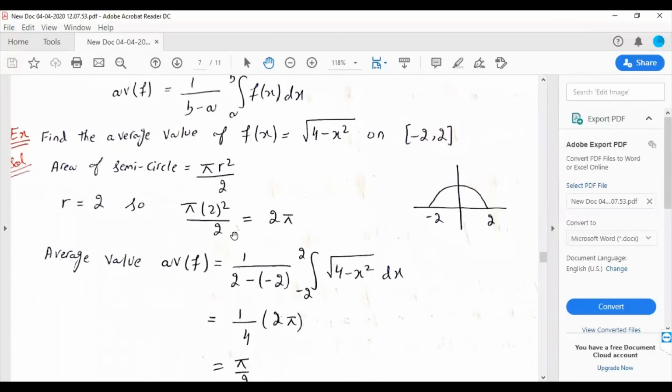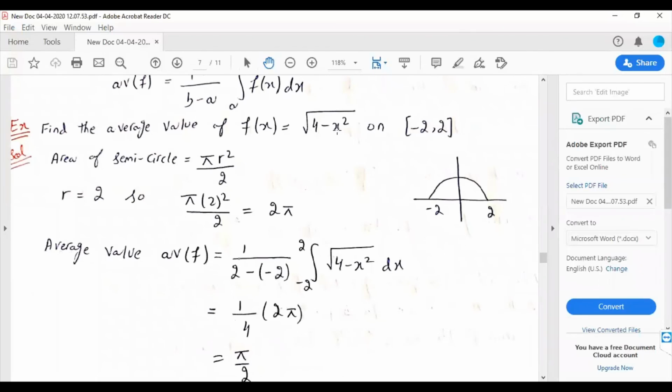Now let's find the average value of the function the radical 4 minus x square on the closed interval minus 2 to 2. Let's draw this function. It is basically the shape of a semicircle. So we can find out the area under the curve by using the geometry formulas. We know the area of a semicircle is basically pi r square by 2. Here the value of the radius is 2. Substituting the value of r in the expression, we get 2 pi.